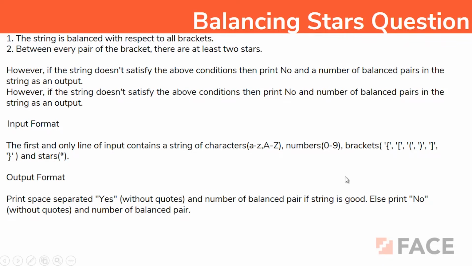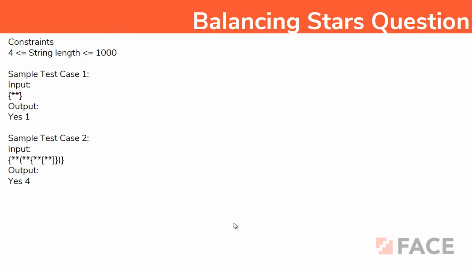So, the input format can contain a string of characters from A to Z and numbers as well as brackets of any type with stars. The output format should be a yes or no depending upon the condition that is being satisfied. So, let's take a simple test case.